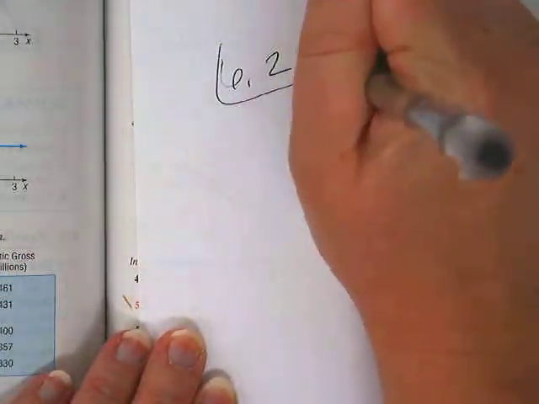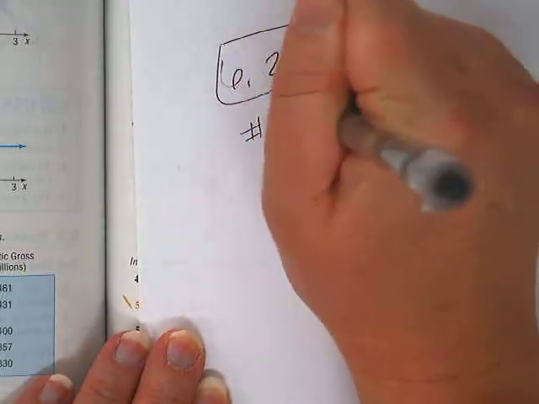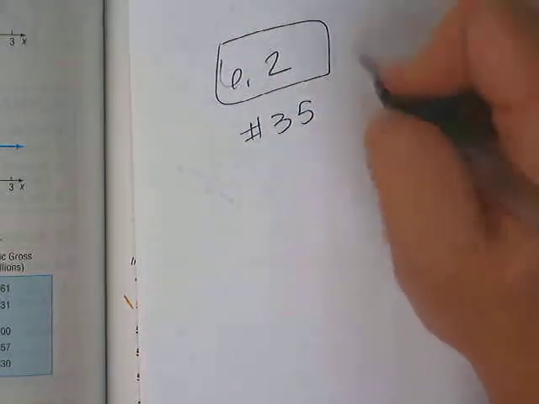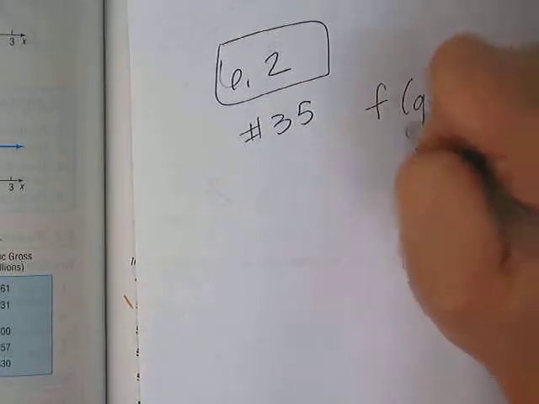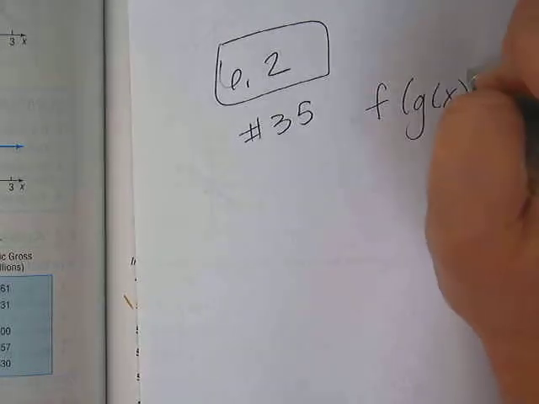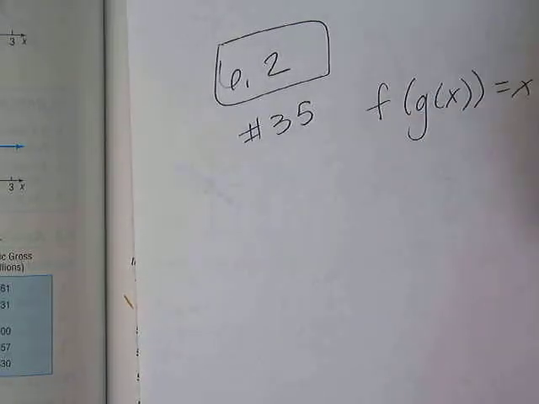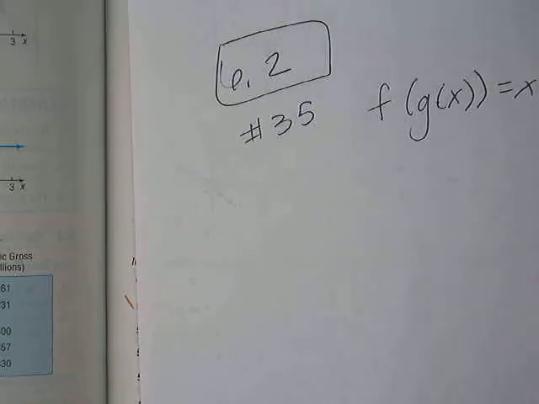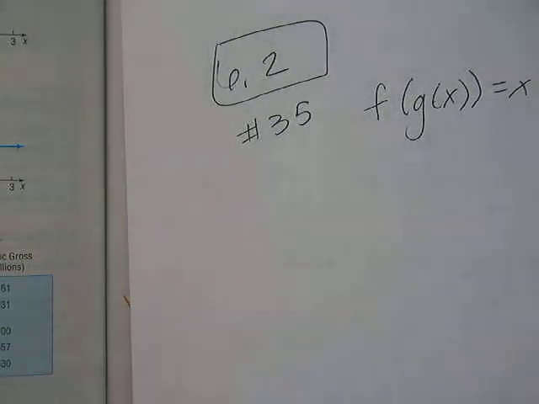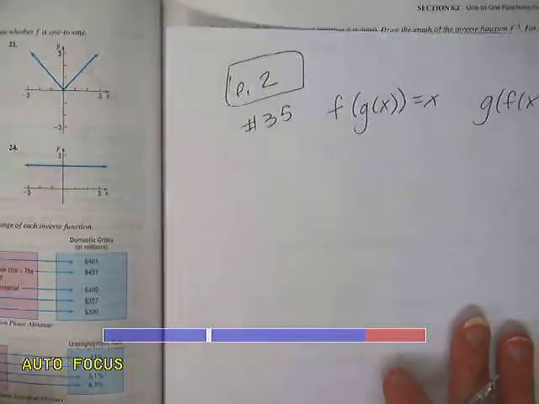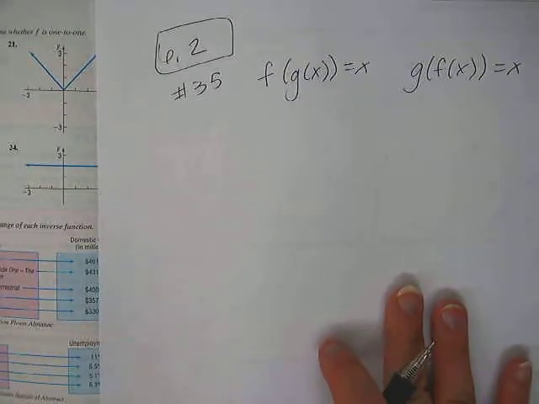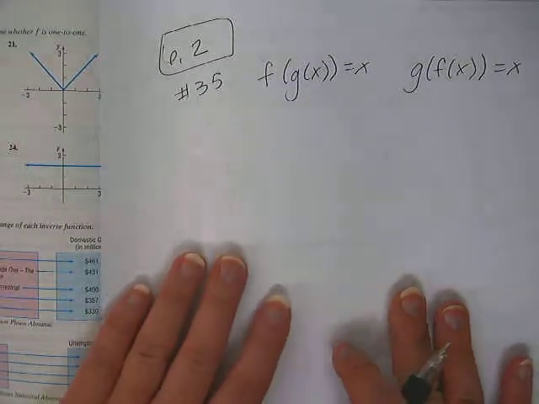So in section 6.2, number 35, we were trying to verify that functions are inverses of each other by showing that f of g of x equals x and g of f of x equals x. Because if those are both true, then our functions g and f are in fact inverses of each other.